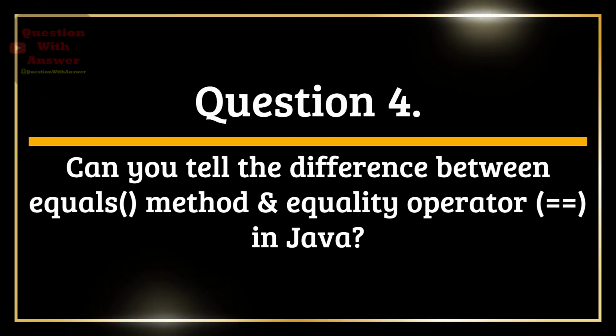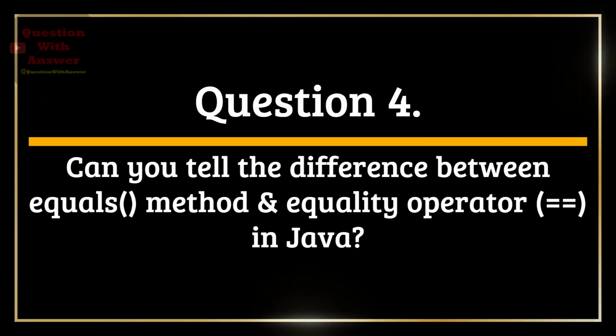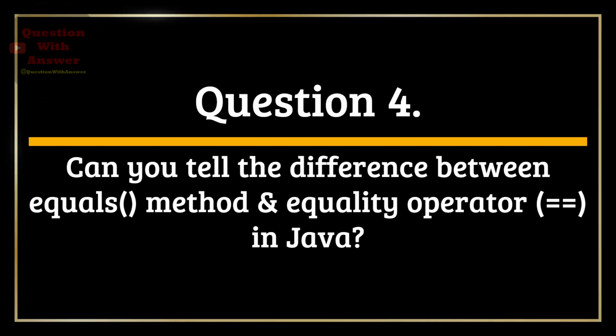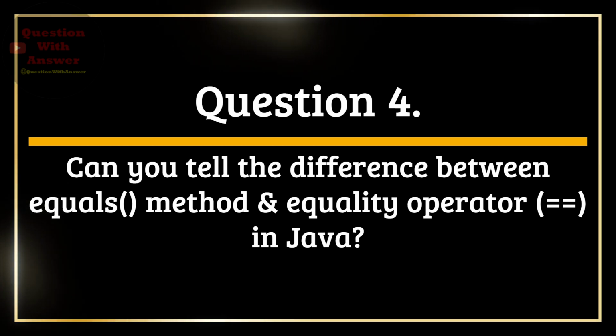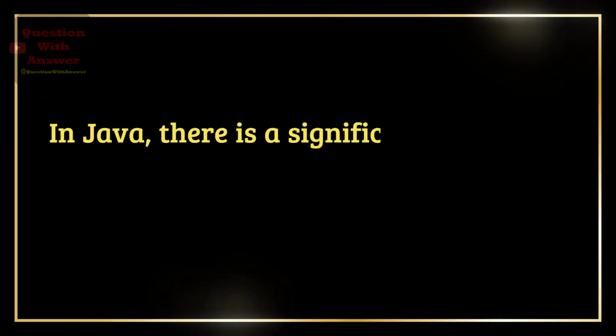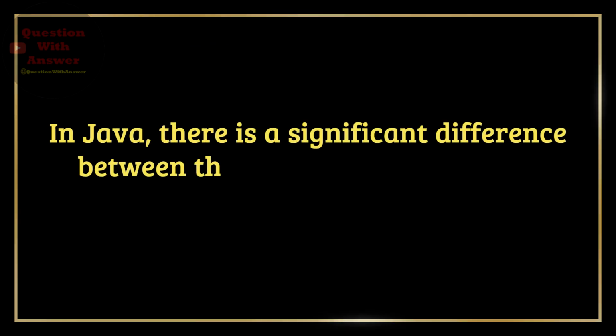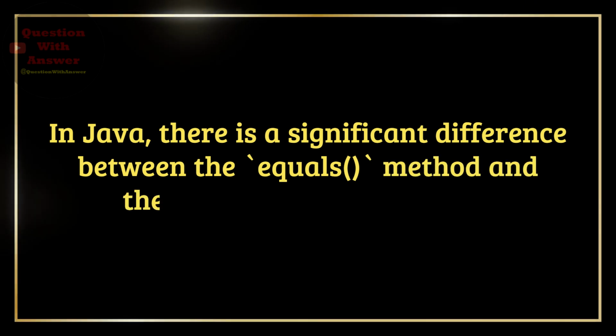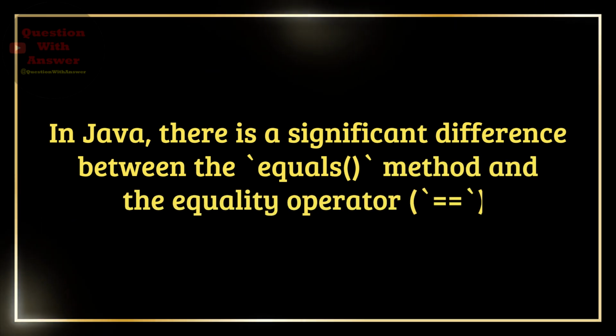Question 4. Can you tell the difference between the equals method and the equality operator, ==, in Java? Answer. In Java, there is a significant difference between the equals method and the equality operator, ==. Let's understand one by one.